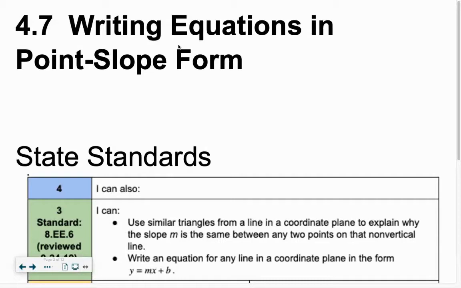Chapter 4, Lesson 7, Writing Equations in Point-Slope Form, the last lesson in this chapter, where we talked about many ways that we can graph equations and also a couple different ways we can write equations. Today, there are two words, point and slope. So when we hear point, everyone say point, and slope, say slope. If they give you a point and slope, we're going to use this form.